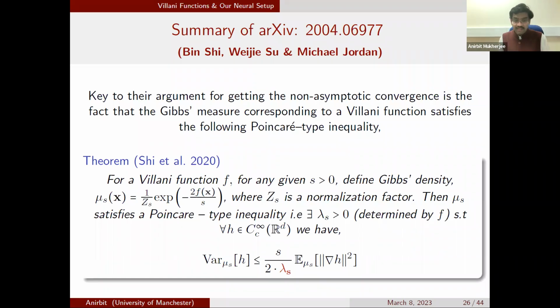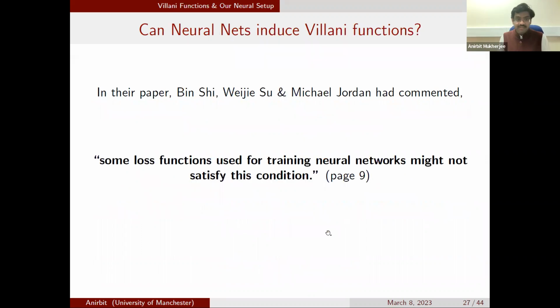Okay. And in page 9 of their paper, they had a very interesting comment that some loss functions used for training neural networks might not satisfy this condition. So they had this very intriguing comment on page 9, and I took that comment seriously and I started investigating this thing. Is it really true?